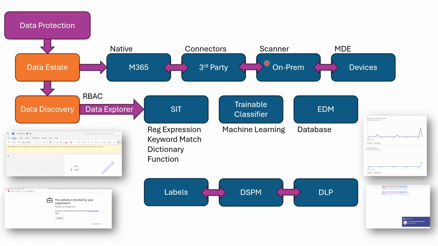We've got on-prem repositories such as SMB file shares, SharePoint Server, anything locally outside of, let's say, the Microsoft Cloud. We can install the Azure Information Protection Scanner, which allows us then to identify, classify, and protect that data which falls outside of the Microsoft 365 service boundary.